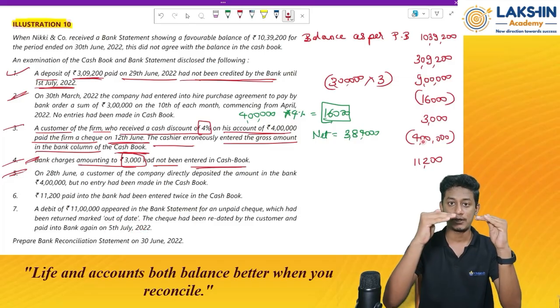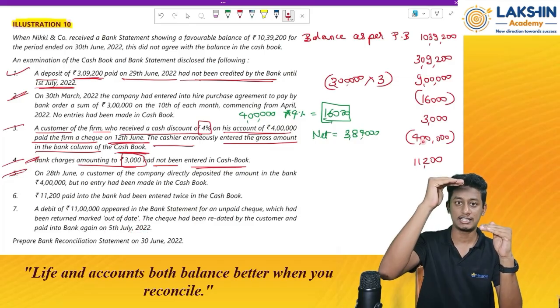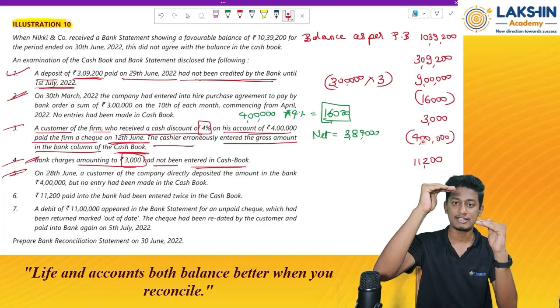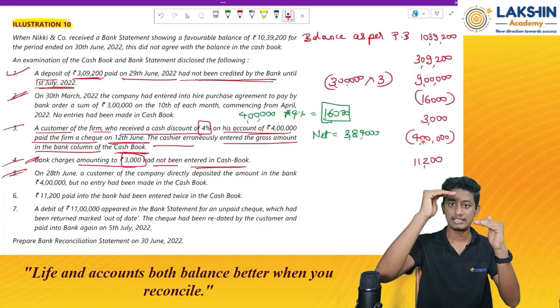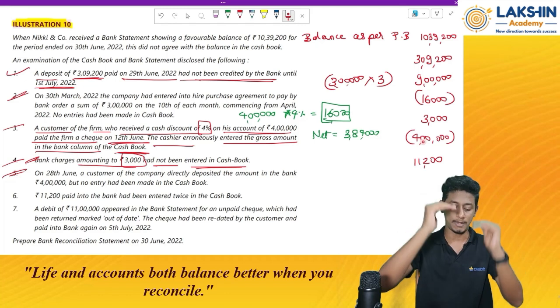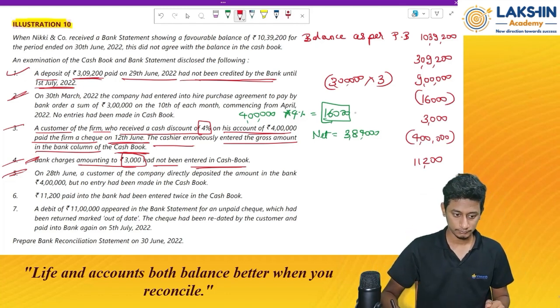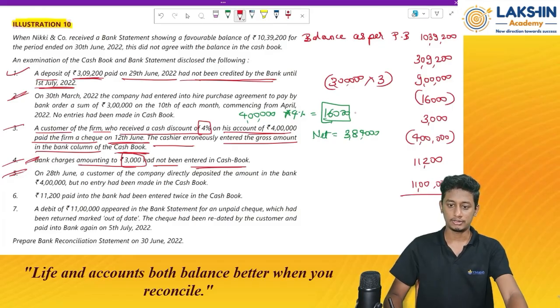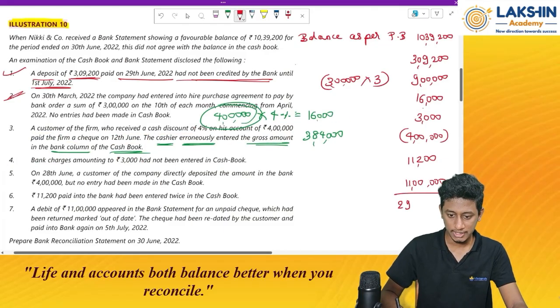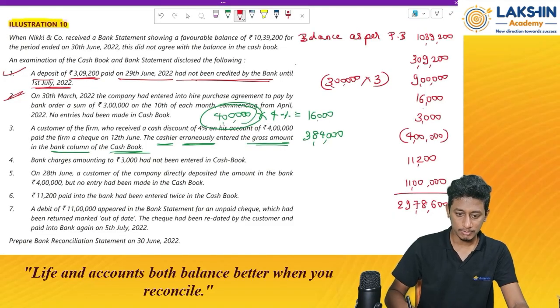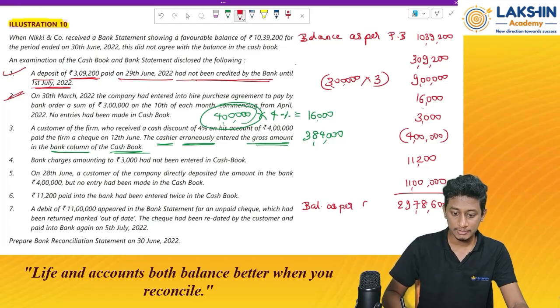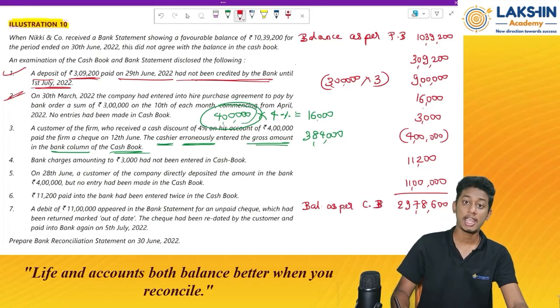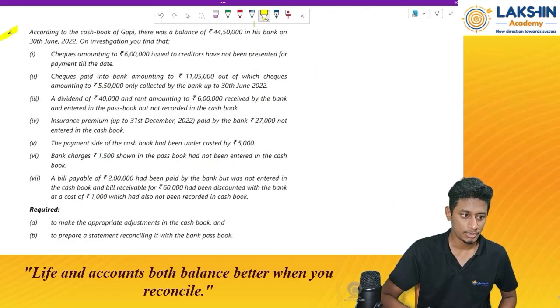So because of this, what has happened? See, I have deposited the check into the bank. It is increased. Bank account took the amount and debited the account once again for the same amount. So the bank balance is remaining the same. So to make it equal, I should add back rupees 11 lakh. Okay. So the total would be 29,78,600. This will be called as what? Balance as per cash book. Cool. Yes.